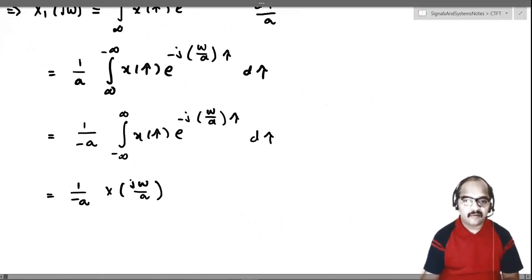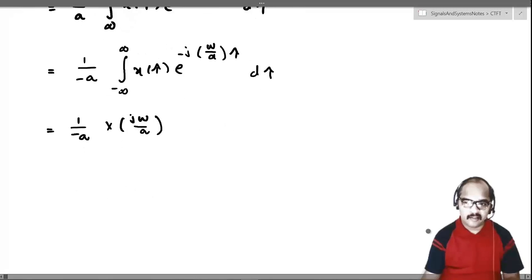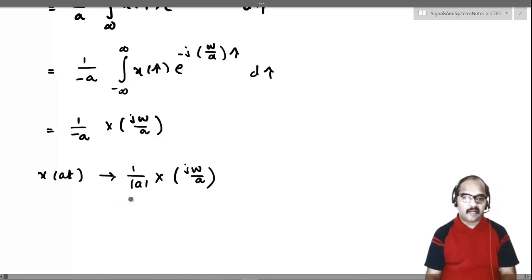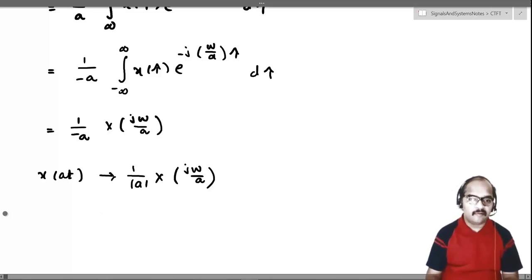In that way we have proved the result. Let me write it down here so that it is clear. This implies x of at will have 1 by mod a x of j omega by a as the Fourier transform. Whatever the value of a, the denominator here will always have a positive value.